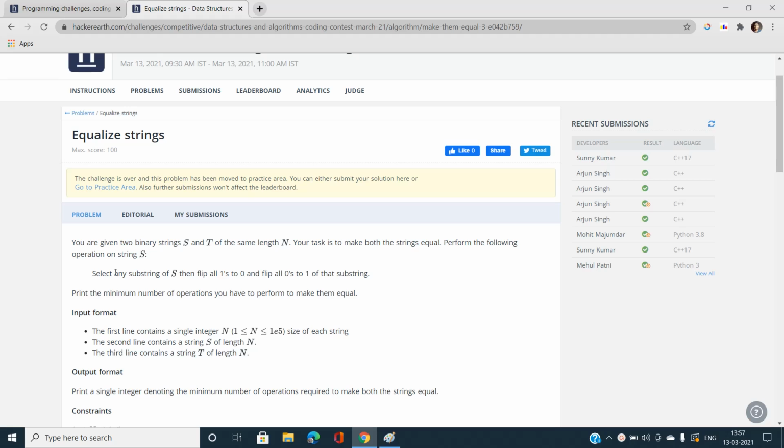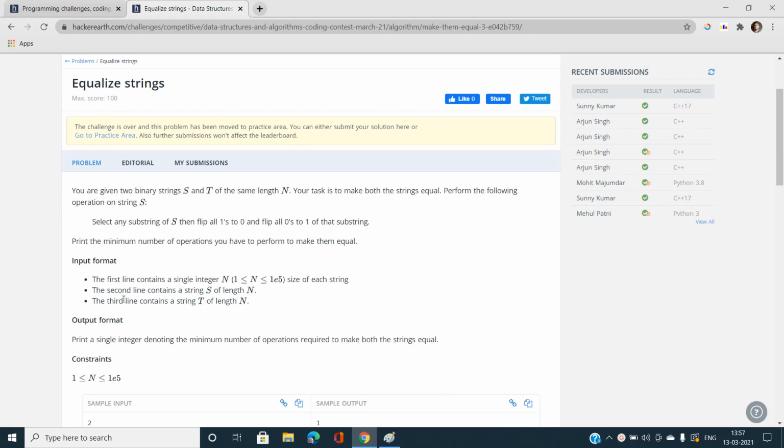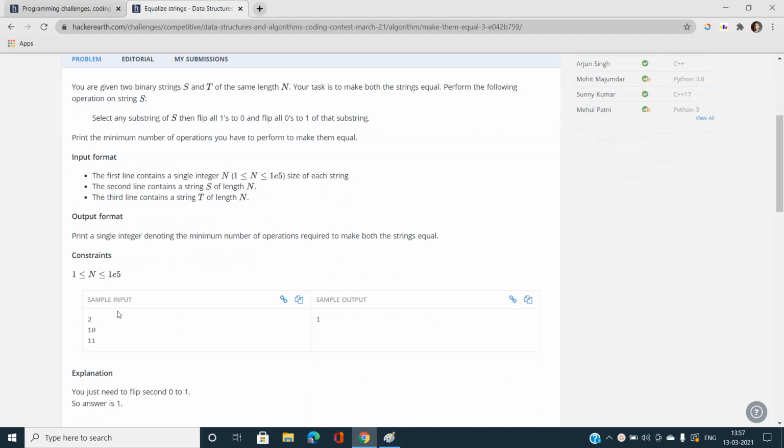So before moving further, let's discuss the input format and output format also. So it will be followed by n, then S of length n and the string T. Okay, and we have to print the single integer denoting what will be the minimum number of operations required to make both the strings equal.